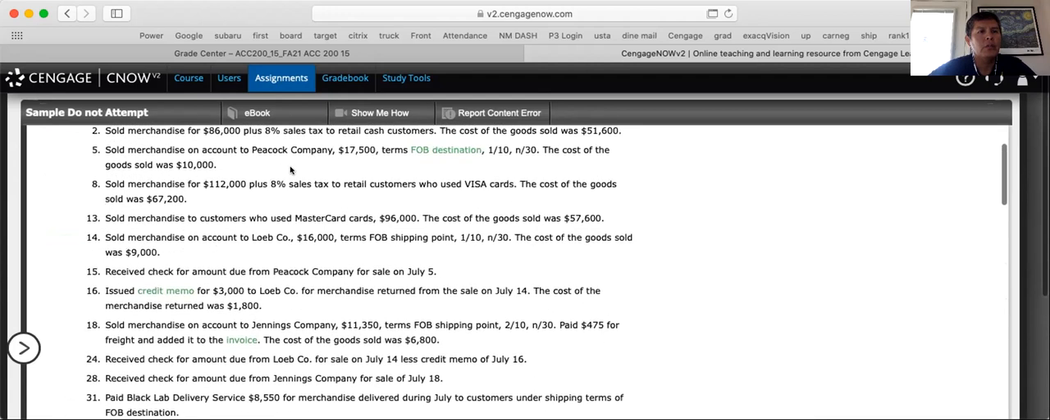July 5th, we are told sold merchandise on account. So this is going to be a receivable. When it says on account, that's going to be a receivable to Peacock Company for 17,500. Terms FOB destination, you get a 1% discount if it's paid within 10 days. That's how you read that. And then the entire payment is due within 30 days. So you only get a discount if you get it within 10 days. The cost of goods sold was 10,000. So let's record that transaction.